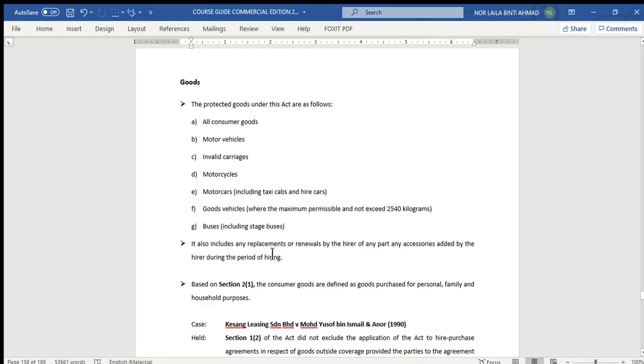And it also includes any replacements or renewals by the hirer of any part and of any accessories added by the hirer during the period of hiring.